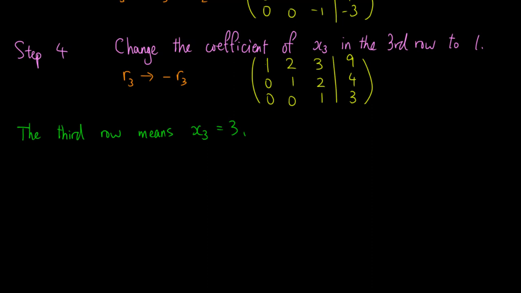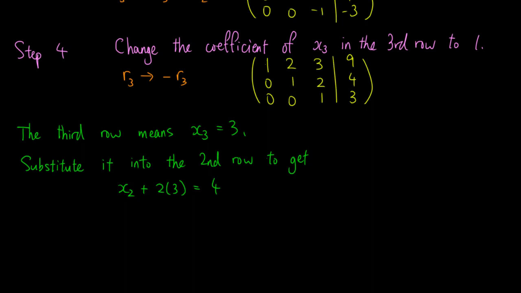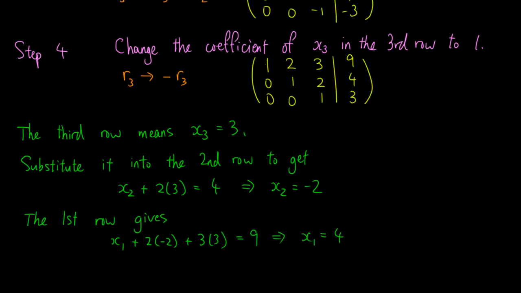So we first substitute the value of x3 into the second row to get x2 plus 2 times 3 equals 4, which means that x2 equals negative 2. Then, from the first row we have x1 plus 2 times negative 2 plus 3 times 3 equals 9. So x1 equals 4. That means that we have found the solution to the system, where x1, x2, and x3 are 4, negative 2, and 3 respectively.